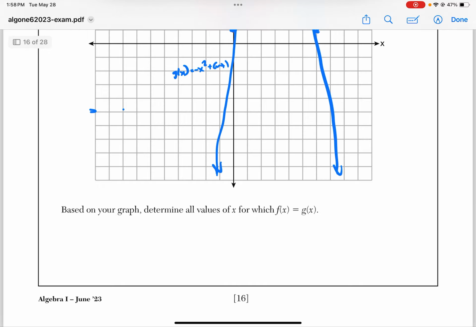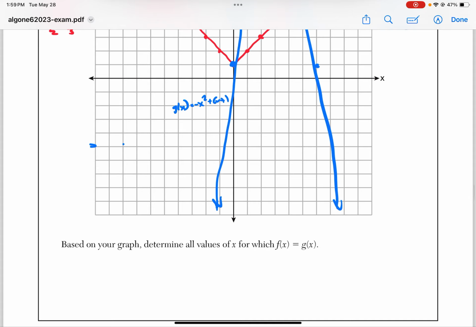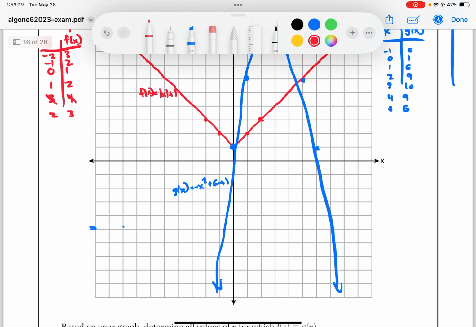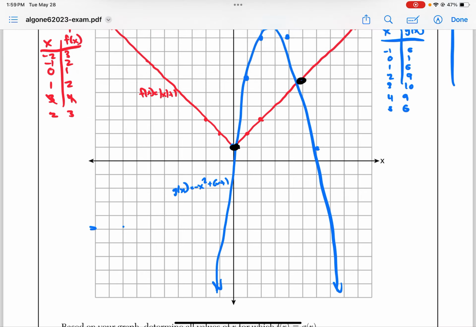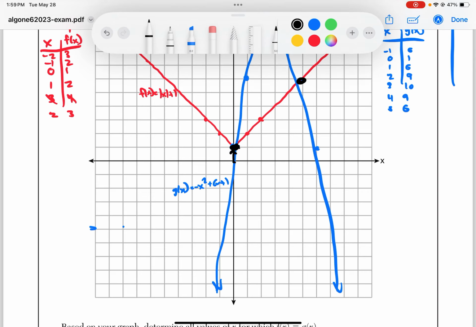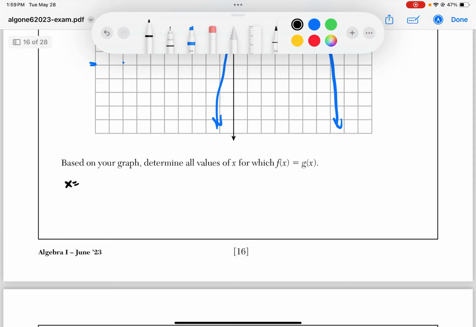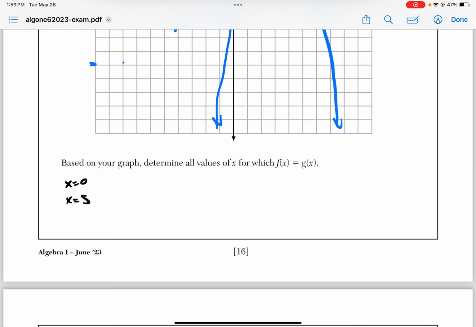Based on your graphs, determine all values for x for which f of x is equal to g of x. So when two functions have the same solution, we're thinking about their intersection points. So I notice, although this graph is drawn poorly, you can see we have a solution here and a solution here. So what values of x led to these intersections? Well, when x was equal to 0, that led to a solution, and when x was equal to 5, that led to a solution. So we're looking at x equals 0 and x equals 5.